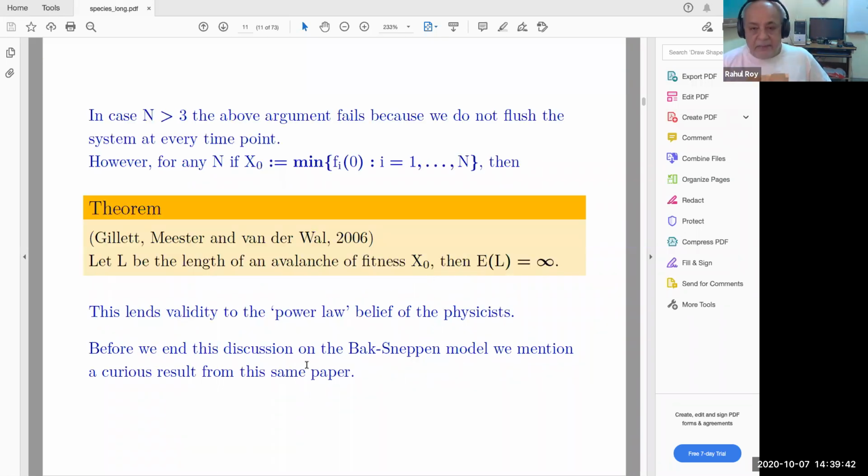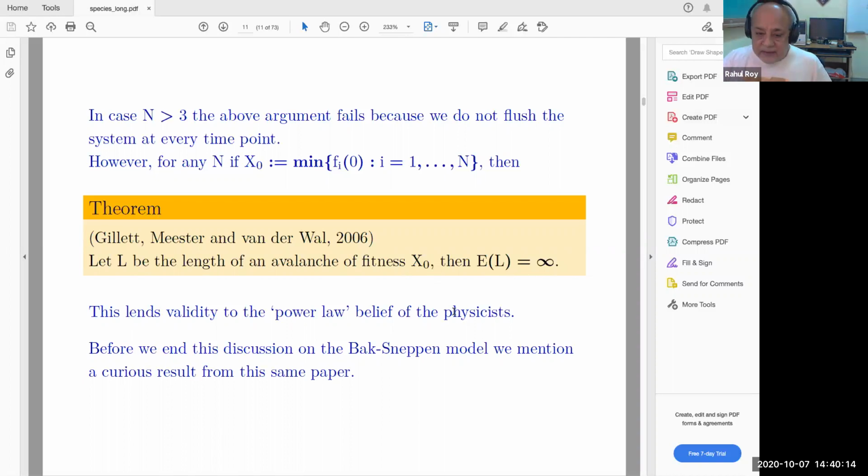In the case n strictly bigger than 3, the argument which I gave earlier fails because we do not flush the entire system at every time point. So we are getting dependence. Again, Gillette, Meister, and van der Waal showed that if L is the length of an avalanche of fitness x0, then expected L is infinity. So this lends validity to the power law belief of the physicists.